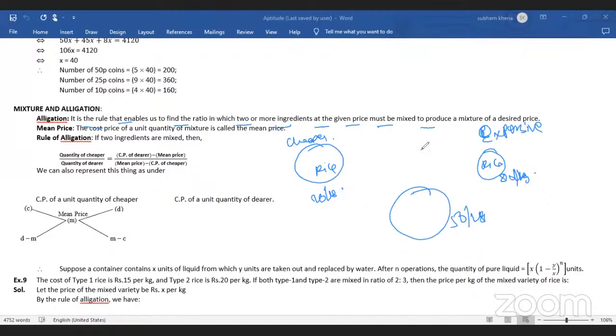How to find that? For that, we use allegation. What do we do? We write cheaper here, dearer, that is expensive, here, and the middle ground here. And then we subtract. 50 minus 20 is 30. And we subtract here. 80 minus 50 is also 30. So the ratio between cheaper and expensive is 30 to 30, that is 1 to 1. That means they are being added in the same amount. When they are added in the same amount, you get the mixture at 50 per kg.